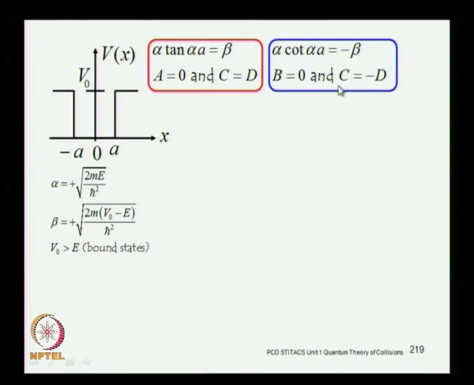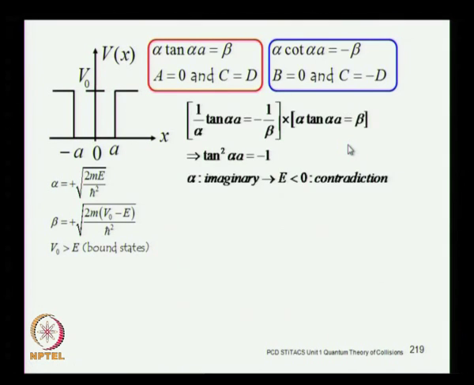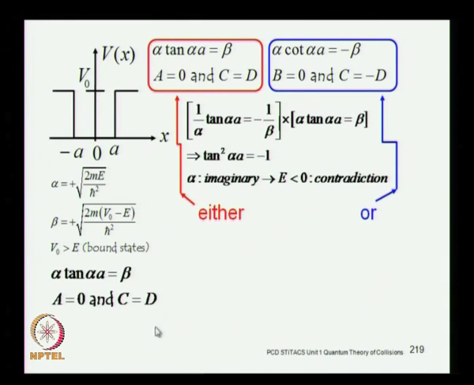Can they be simultaneously satisfied? If both are satisfied, then see what you get from a multiplication of these two relations. You get tan square alpha a equal to minus 1, which will make alpha imaginary. So, that will not work. So, you get solutions either from this or from the other, but you do get solutions from one or the other. These are the two possible sources of solutions, and one possibility is alpha tan alpha a equal to beta, and this happens when A is 0 and C is equal to D.